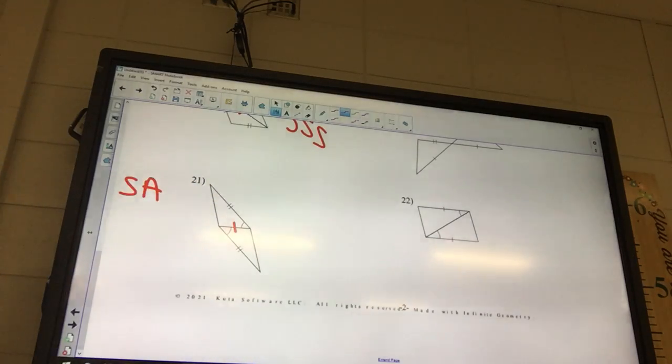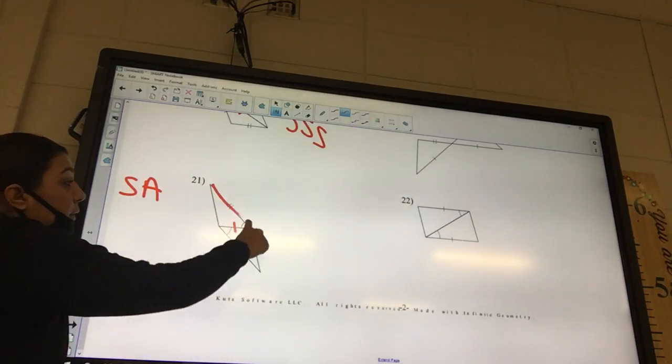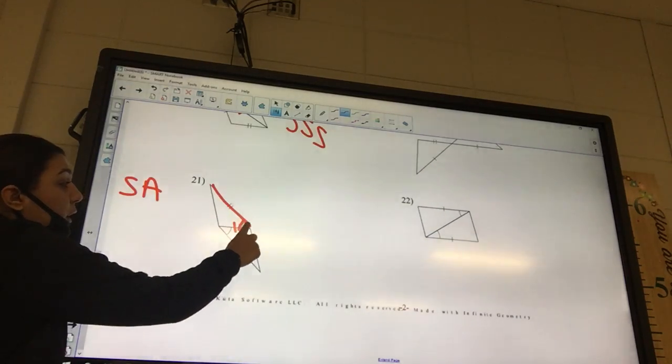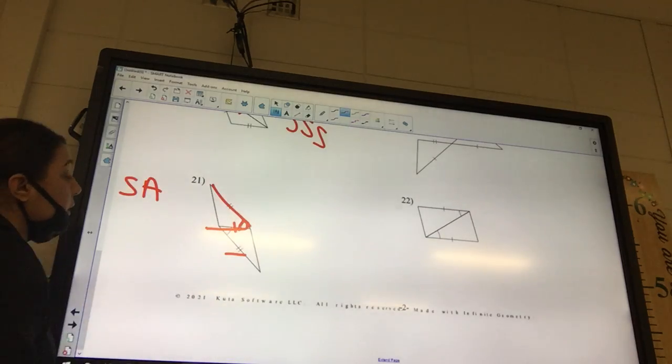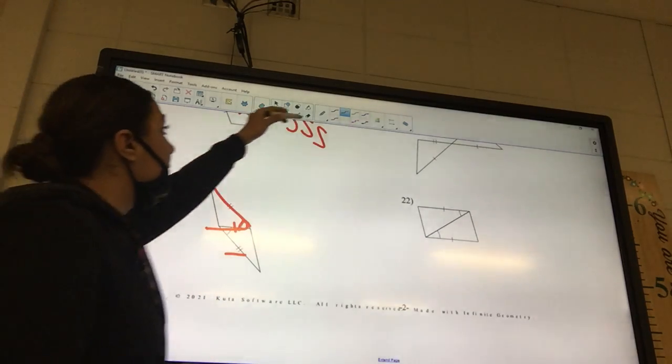So it's not angle side. Why is it a side angle side? Because a side, an angle, and a side are marked. Where does that angle have to be? In the middle of those two sides, okay? So we have a side, and then we have this angle, and then we have another side. And so we can mark that side angle side.